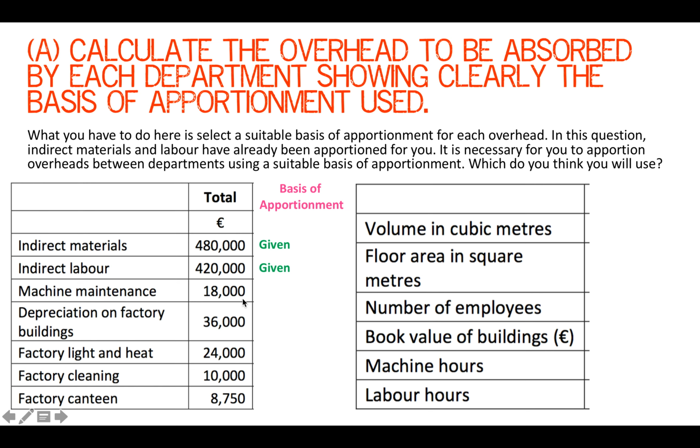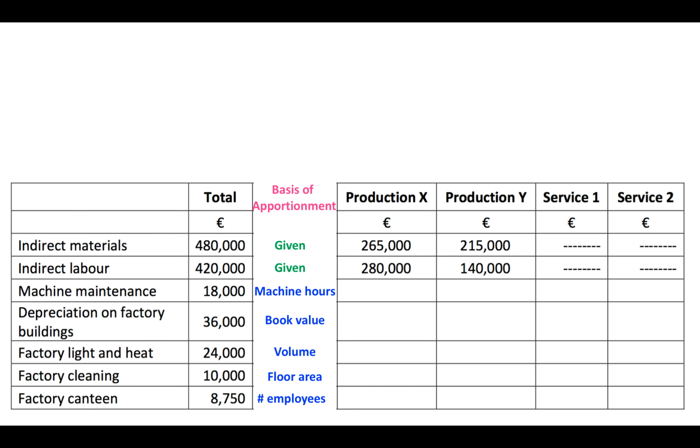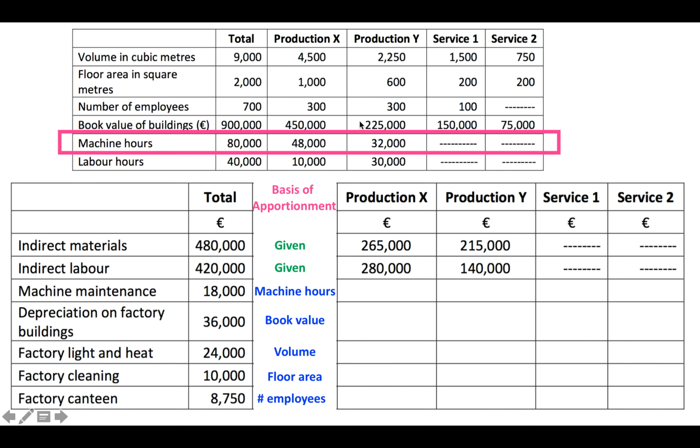Machine maintenance, if we want to match it up with something here, would be machine hours. Depreciation of factory buildings would be book value of buildings. Factory light and heat would be volume in cubic meters. Factory cleaning would be floor area in square meters. And factory canteen would be number of employees. Knowing what we've done there, just write them beside each overhead, writing basis of apportionment beside it, and then we're going to look at each individual one.